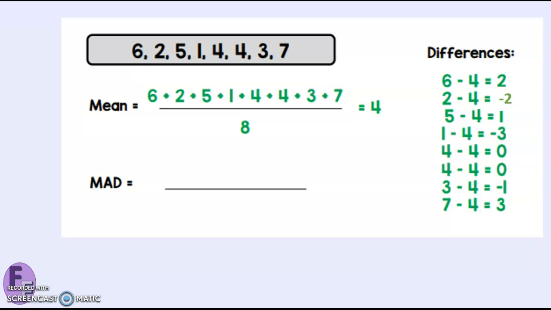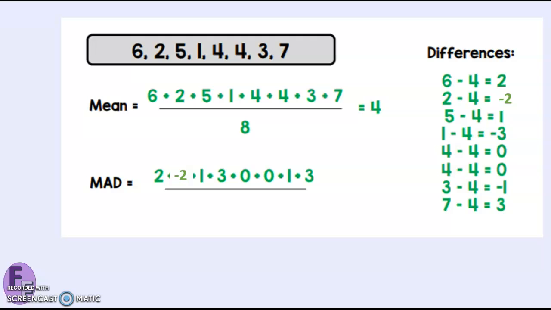Find the absolute value of these numbers. So we have a 2. The negative 2 also changes to a positive 2. The 1 should be a positive 1. Negative 3 is a positive 3. And the other negative 1 is a positive 1.